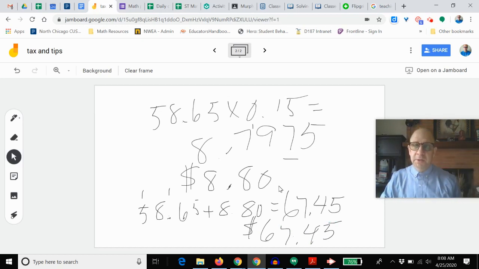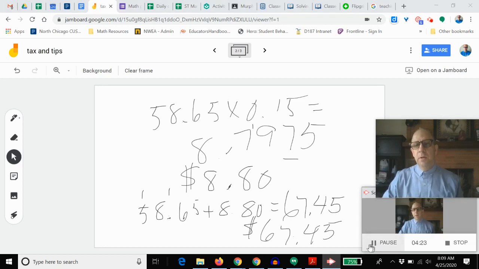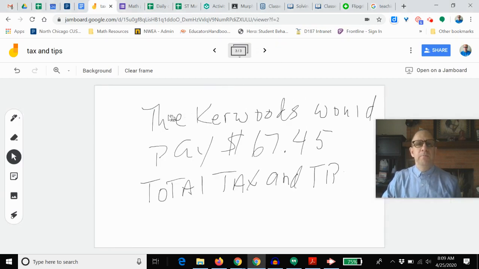That's a tax problem. It's also a multi-step problem because you figured out the tax and then you added it to the original price to get your final answer, which, because this is a word problem, should include words, which I didn't do. Luckily I can pause the video and put on the ending here. So the Kerwoods would pay $67.45 total, tax and tip.